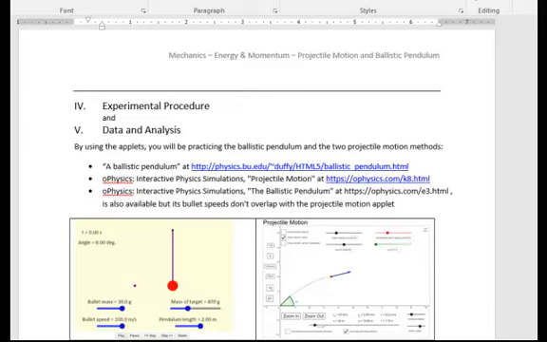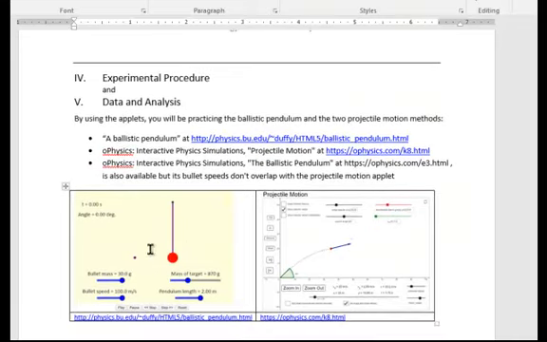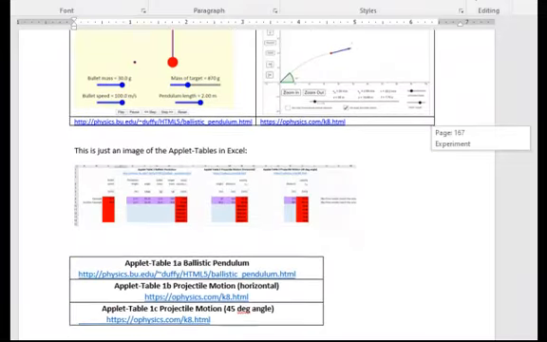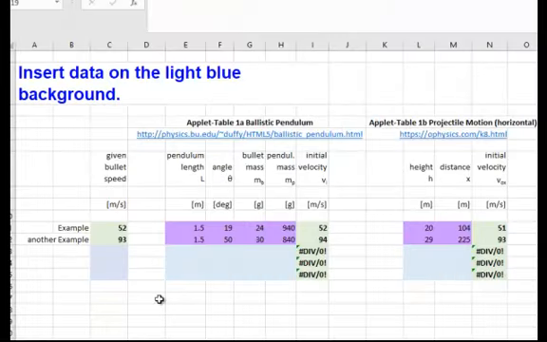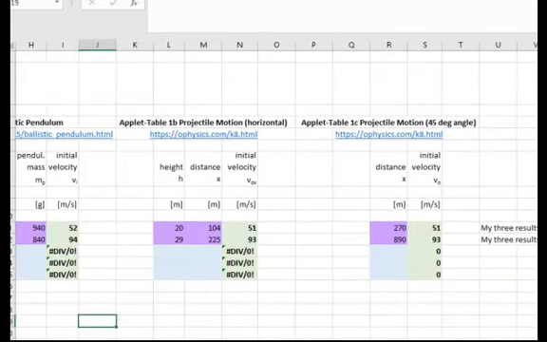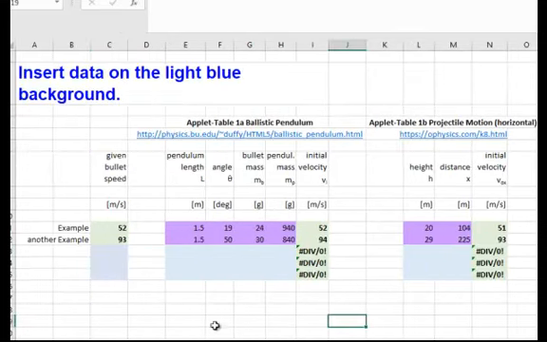This is for the applet data for the ballistic pendulum and projectile motion. We're looking here at the original lab sheet, and these are the two applets that we're going to get to in just a moment. And this one here is the Excel sheet that I show you quickly. So here we go. And there's actually more than these two tables. There's one on the right, just off the screen a little bit.